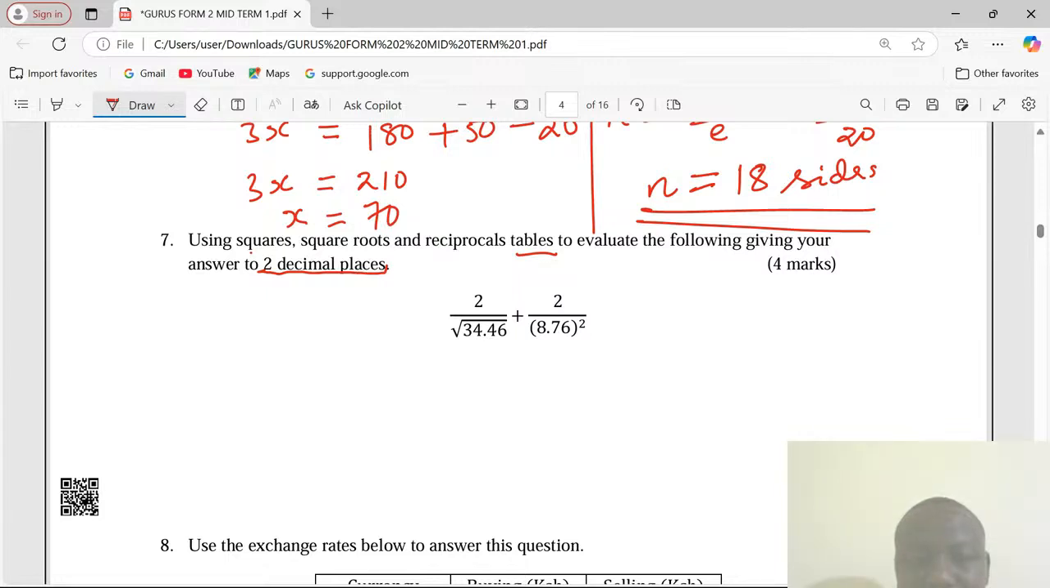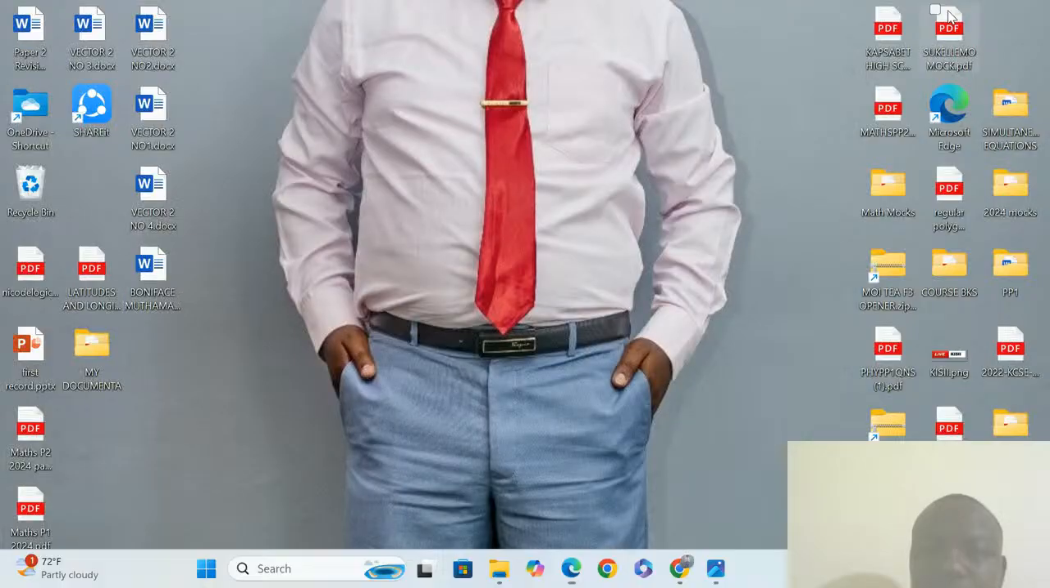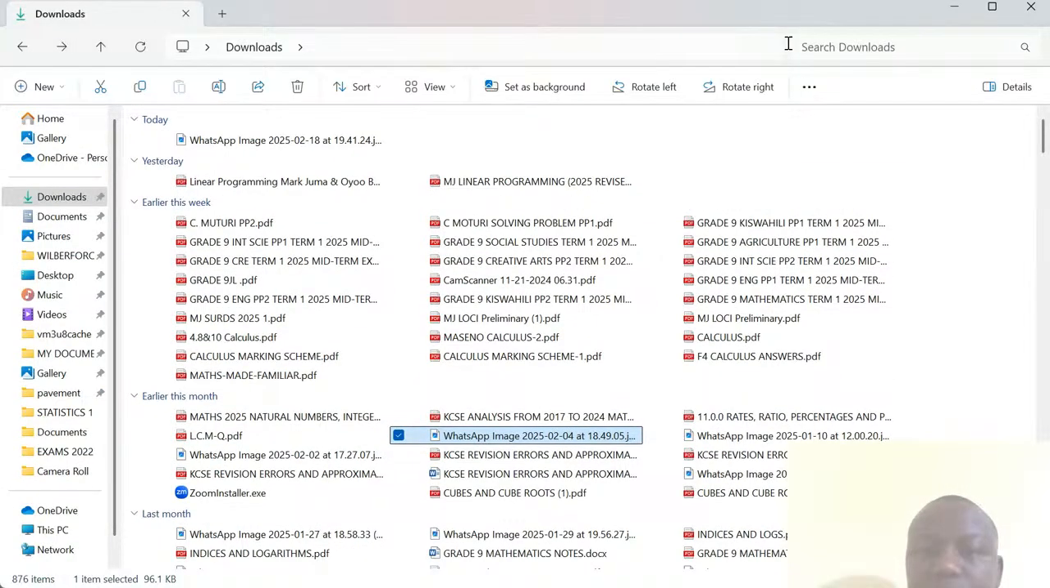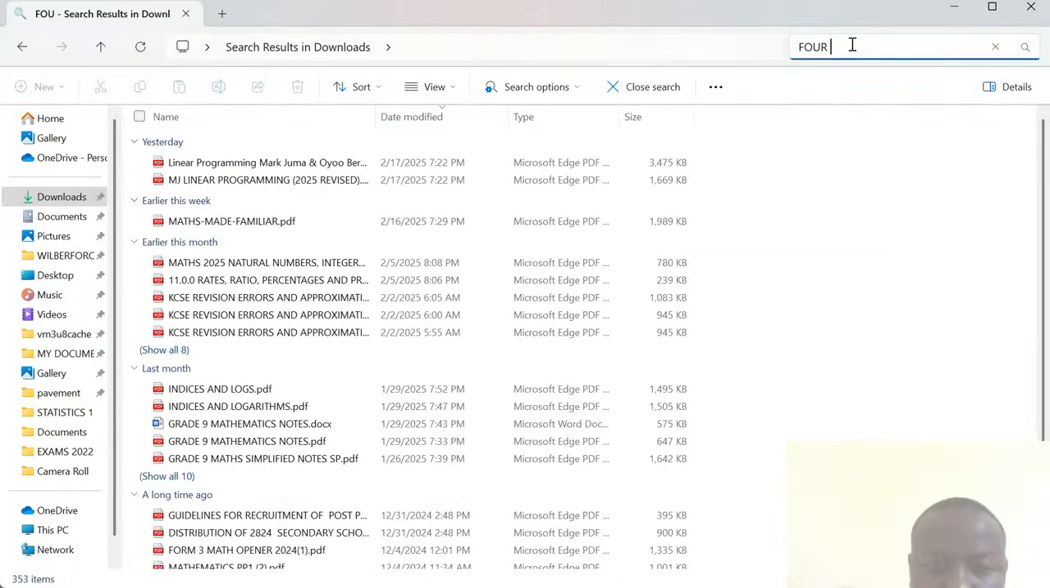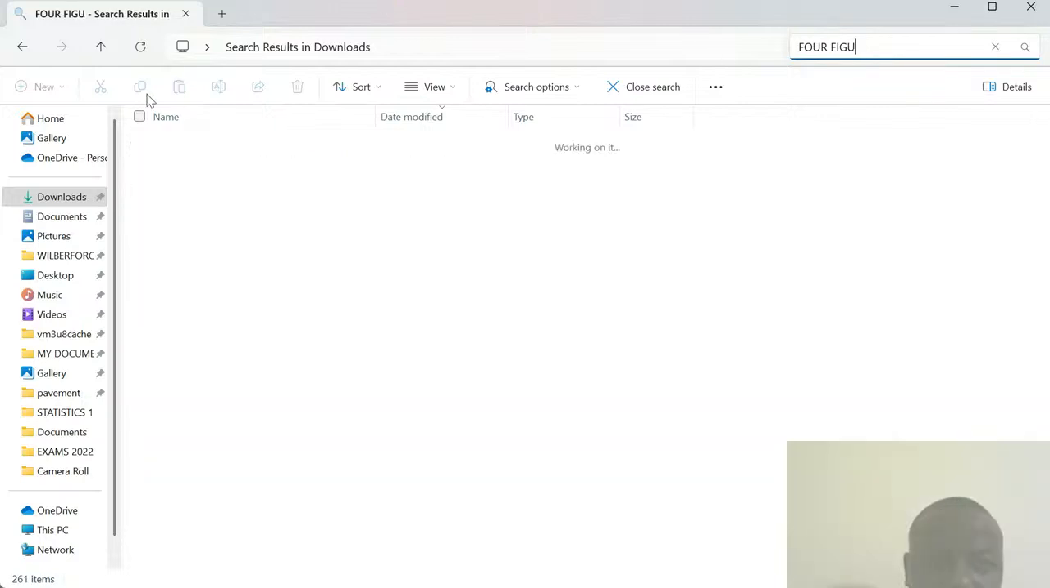Allow me to begin with squares and square roots. Before we get to the reciprocals, we have to obtain square roots, and we are also supposed to square here. Then we go to the reciprocals. Let me open my mathematical table, the 4-figure table.